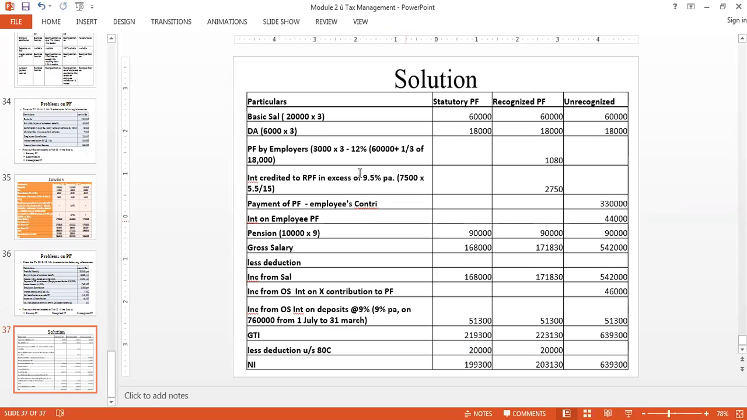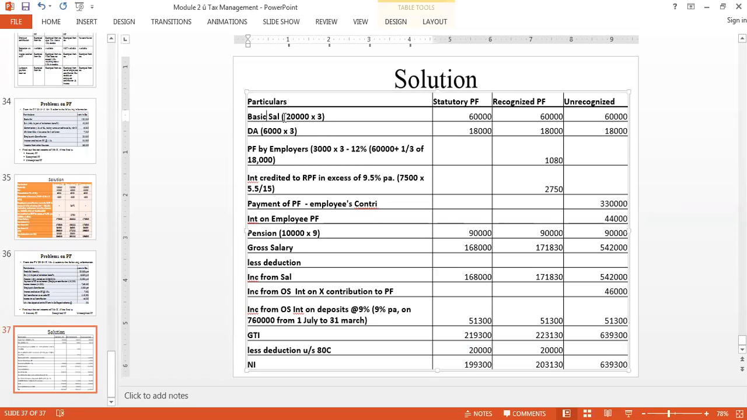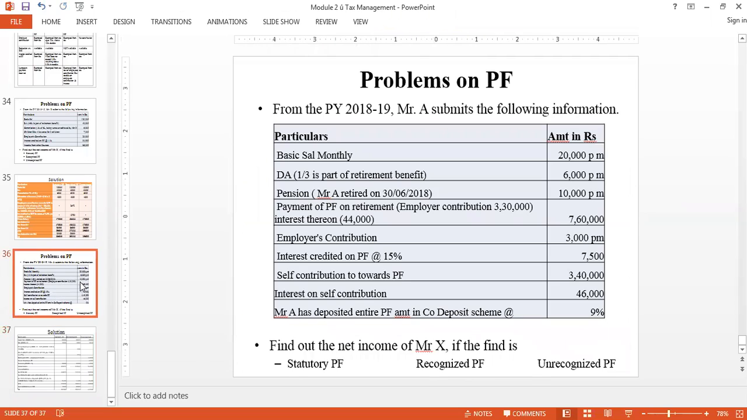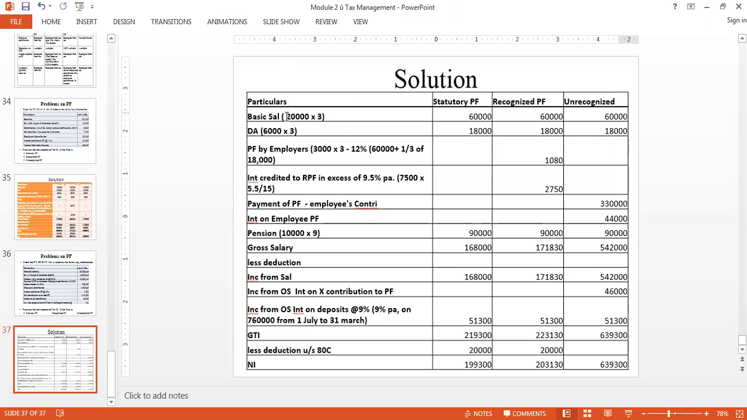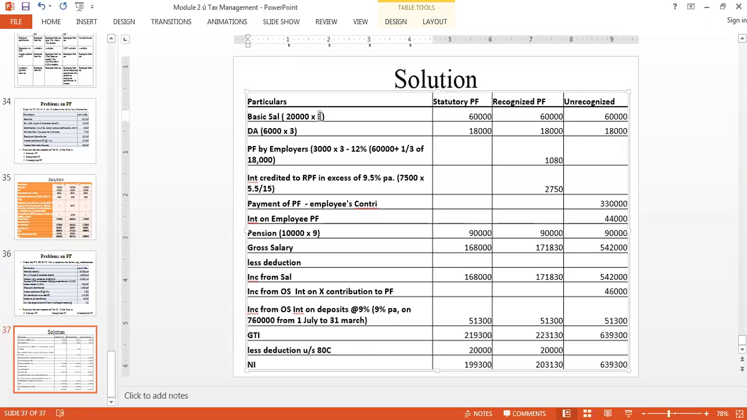So we'll start with the first part, the salary. Now remember, in the problem, his salary was 20,000 rupees per month. But here, I should have ideally taken 12, right? Why did I take 3?